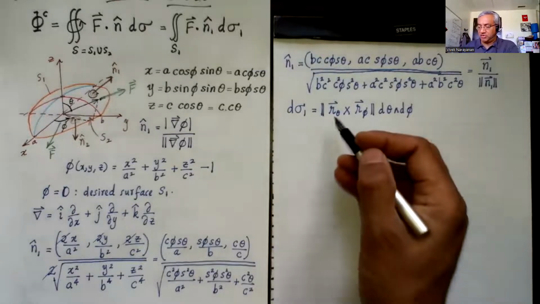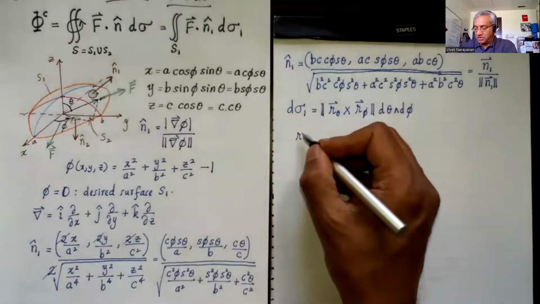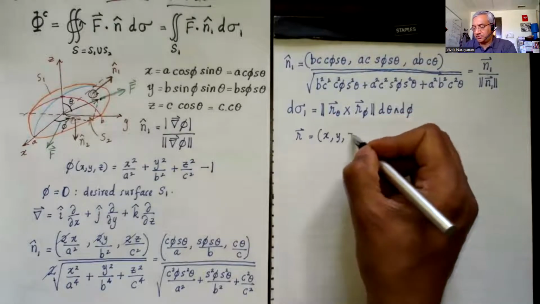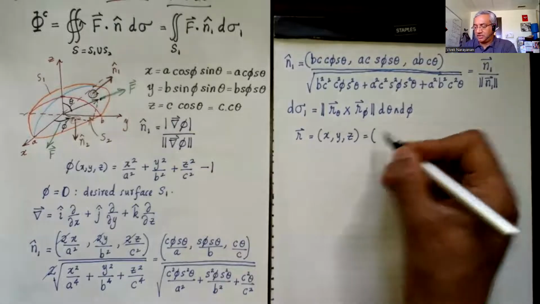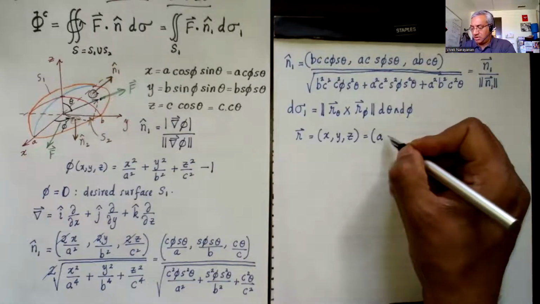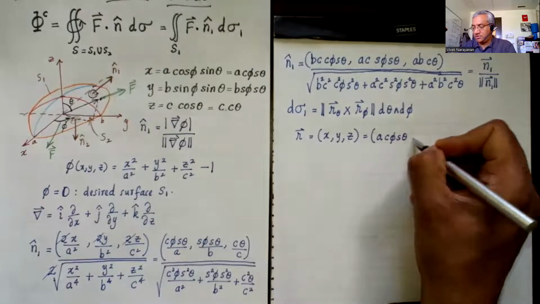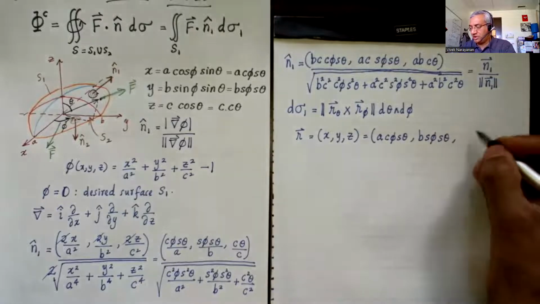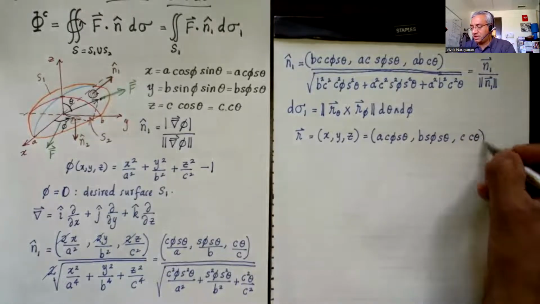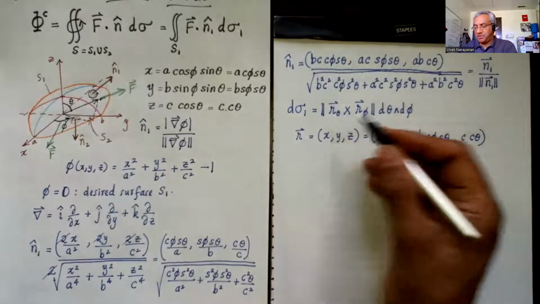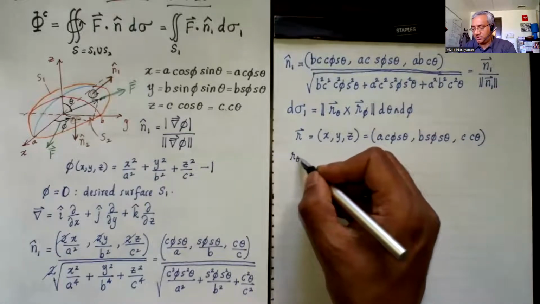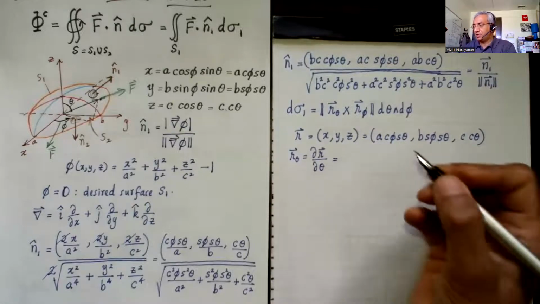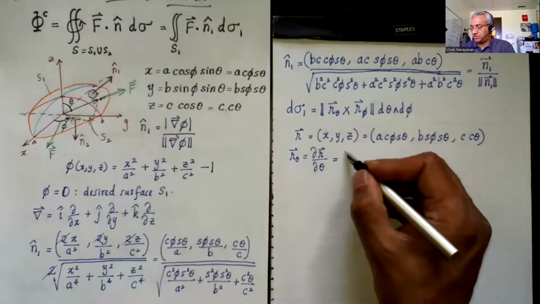That's what it is. Now, what is this R? R is a vector. That's basically the position vector, x comma y comma z. So x is going to be a cosine phi sine theta. Y is b sine phi sine theta. And z is c cosine theta. Now, when I say r sub theta, what I really mean is the derivative. So r theta is the partial derivative of r with respect to theta. That's what it really is. So let's calculate what that is.